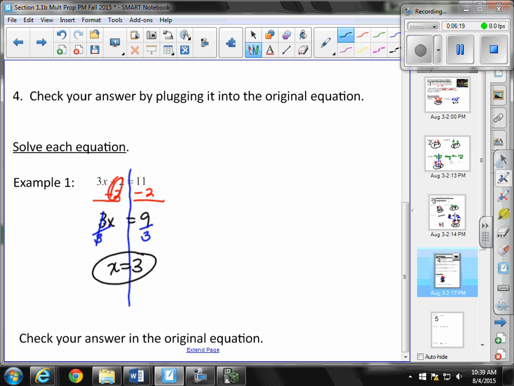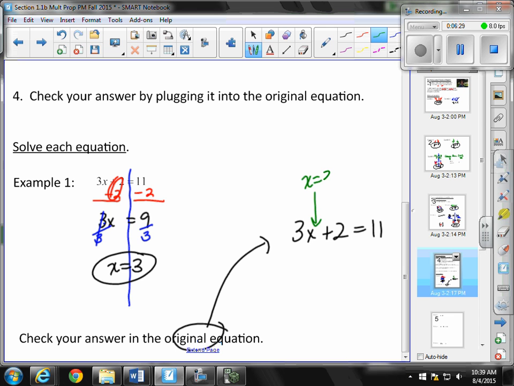Okay, my original equation was 3x plus 2 equals 11. What I'm going to do is substitute in for x. We said our answer was 3. Is 3 times 3 plus 2 equal to 11? 3 times 3 is 9 plus 2. 11 equals 11. I've checked my answer. I know this answer is correct.